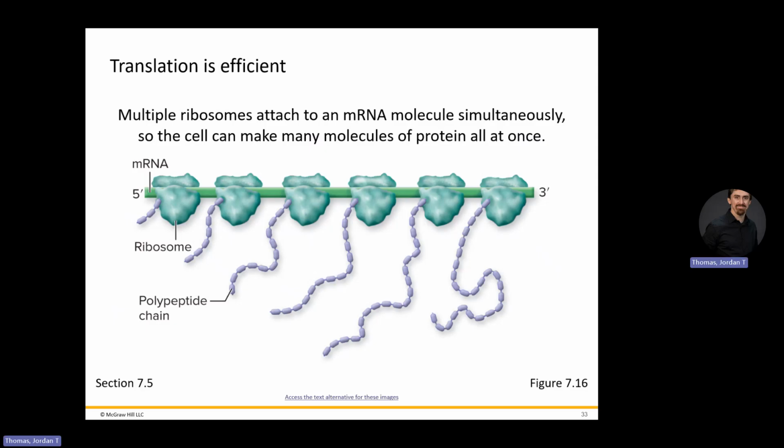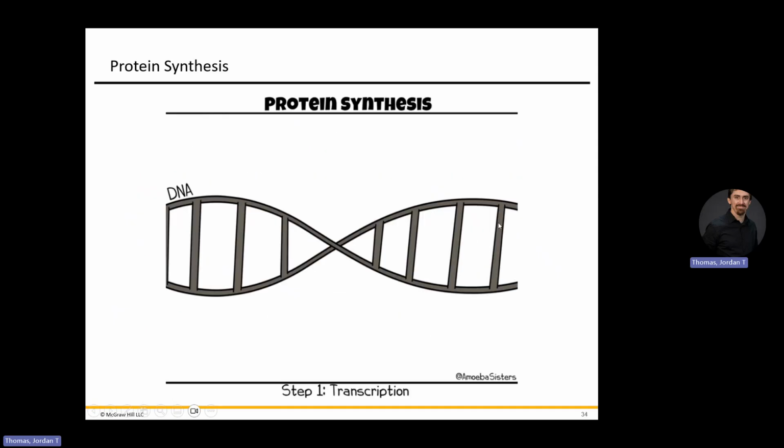We don't just have one ribosome reading each mRNA. We have multiple ribosomes that are working together to read the mRNA. So we have multiple of these ribosomes that attach to the same mRNA, and they're all building multiple proteins at the same time. That allows the cell to be more efficient. Instead of just waiting on one ribosome to make one protein, we can have multiple ribosomes reading the same mRNA strand to make multiple sets of that same protein.